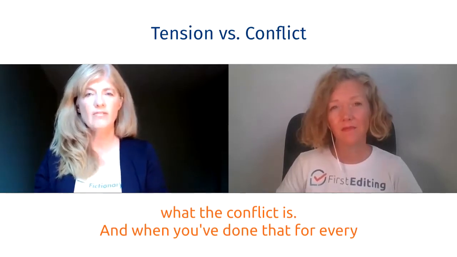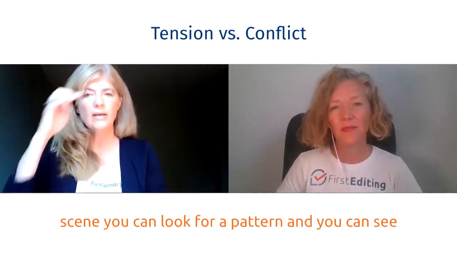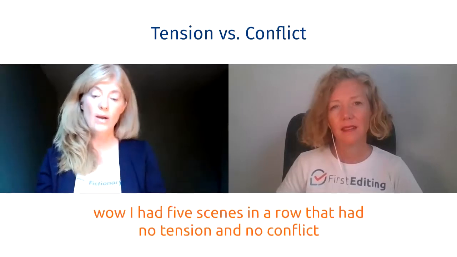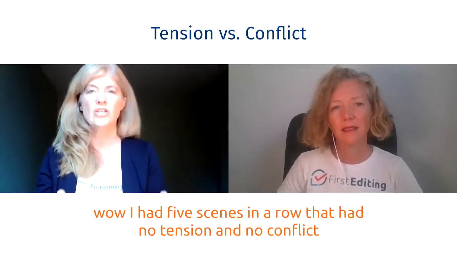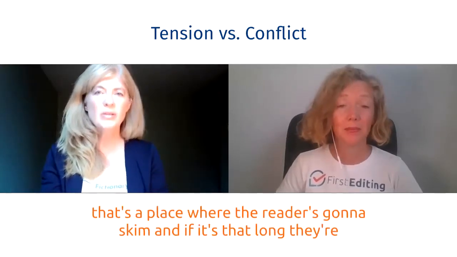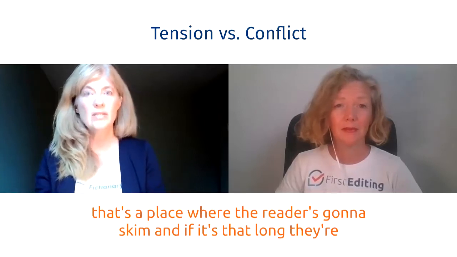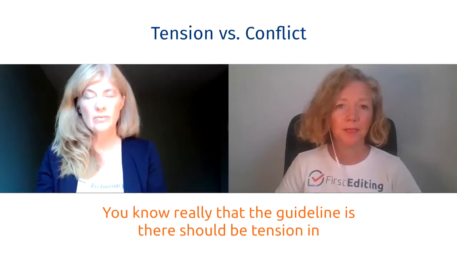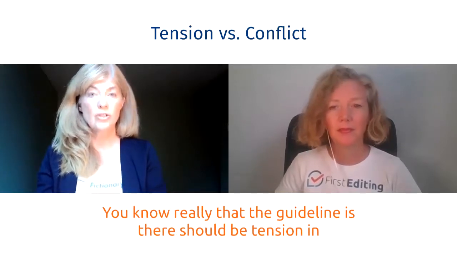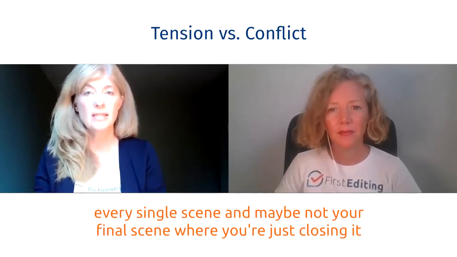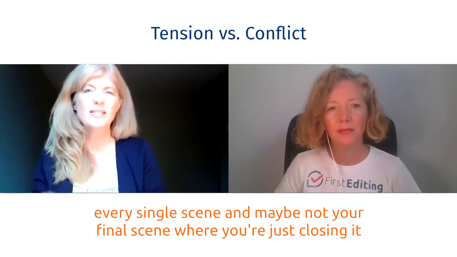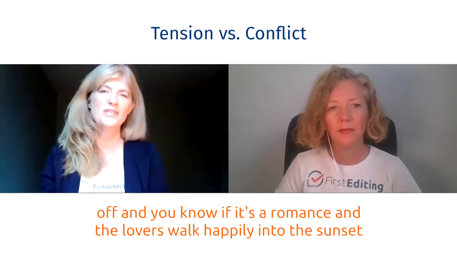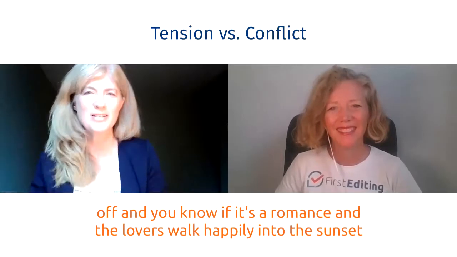And when you've done that for every scene, you can look for a pattern and you can see, wow, I had 5 scenes in a row that had no tension and no conflict. That's a place where the reader's going to skim. And if it's that long, they're probably going to put your book down and not come back to it. You know, really the guideline is there should be tension in every single scene. And maybe not your final scene where you're just closing it off. And if it's a romance and the lovers walk happily into the sunset, that's fine.